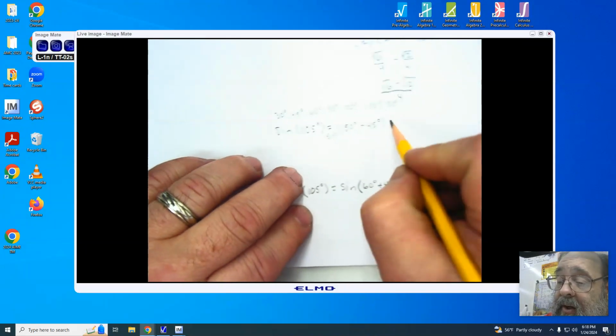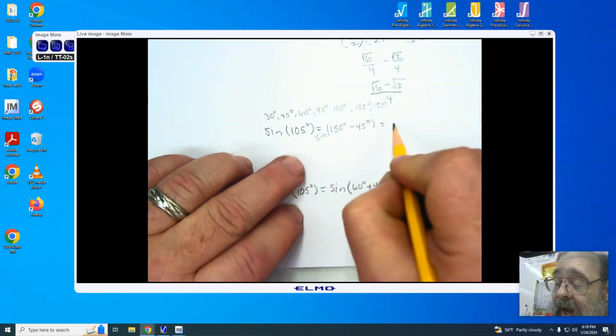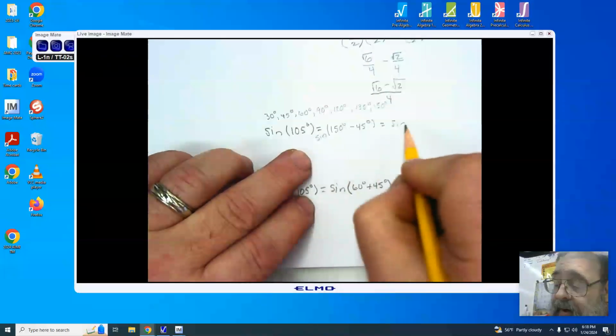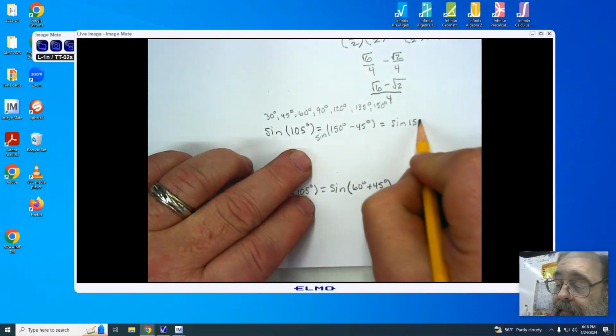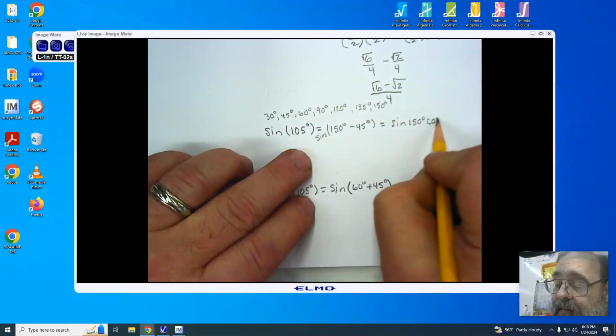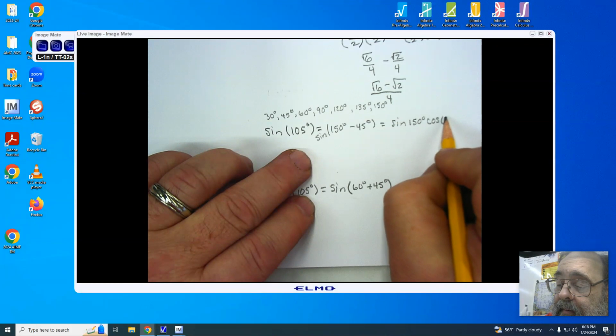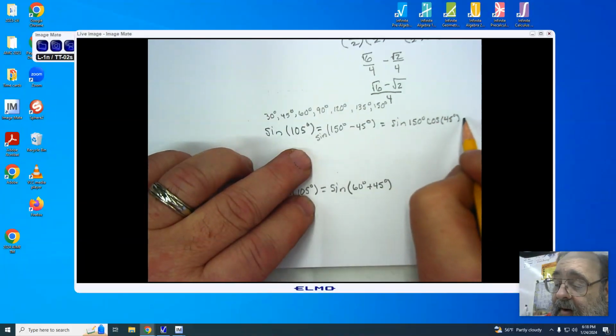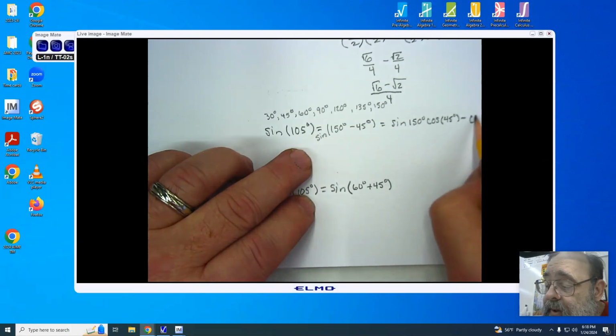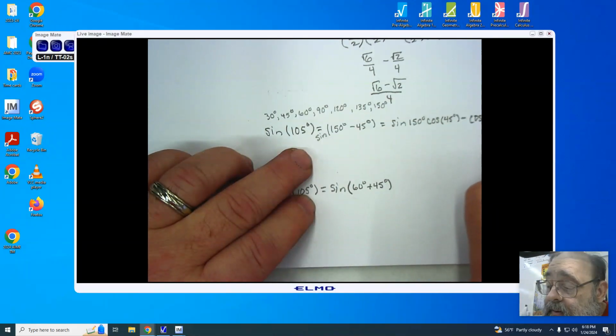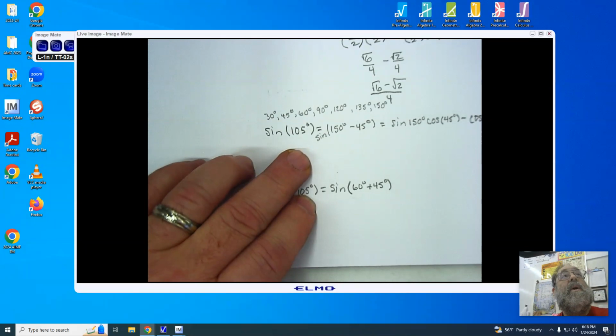So let's go ahead and use our formula. The sine of 150 degrees, cosine of 45, and then we're going to have a minus and the cosine of 150 degrees, and then we have the sine of 45 degrees.